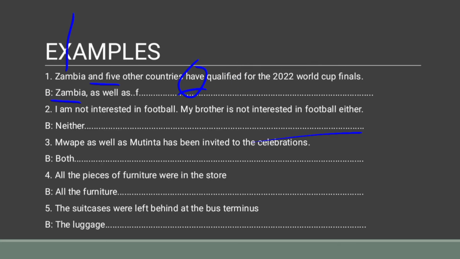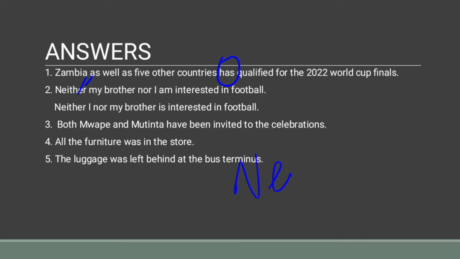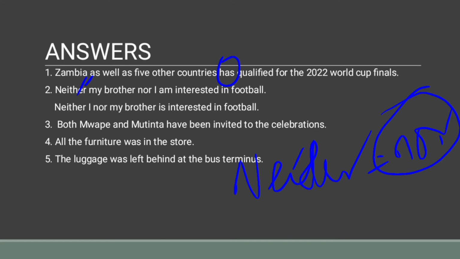Question 2. I am not interested in football. My brother is not interested either. Neither. We know to say neither works with what? Nor. Neither works with nor. And we said if singular subjects are joined by nor, then you must use what? Singular verb. Now look at this: Neither my brother nor I am interested in football.